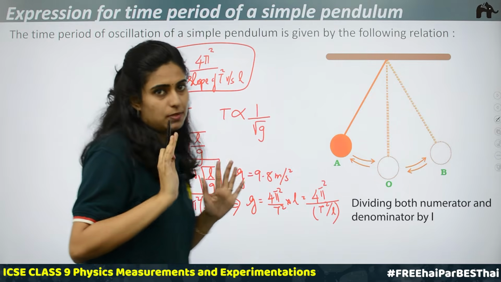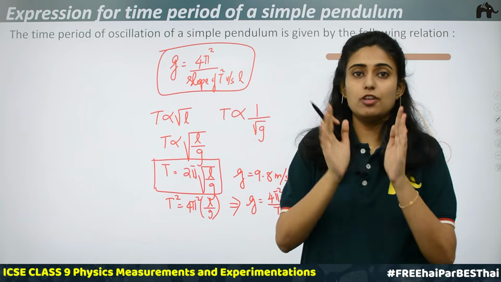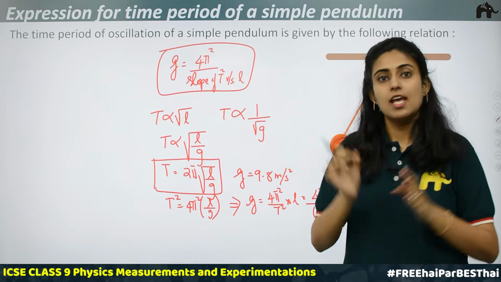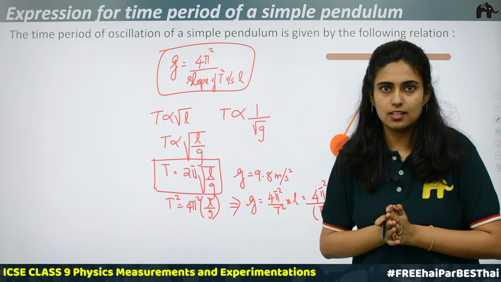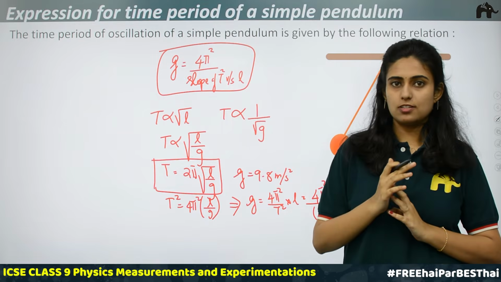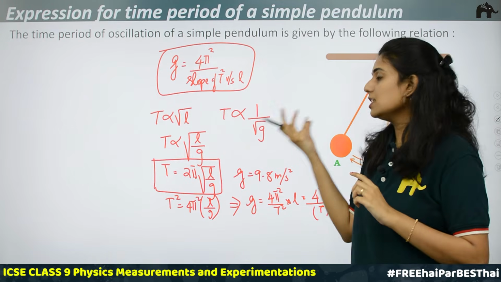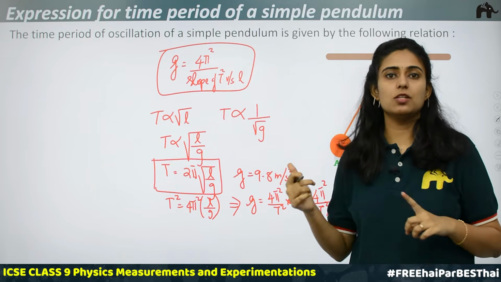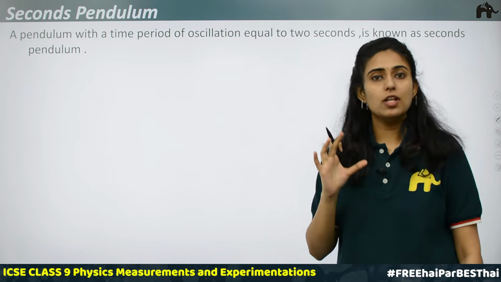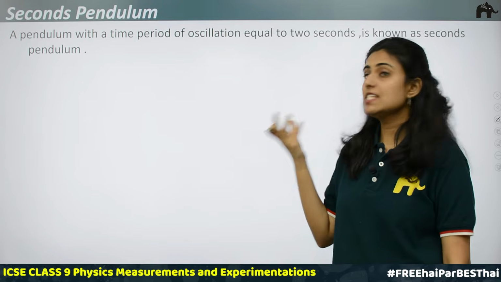So, at a fixed place, if you are having a clock at a position, there the g value is not going to change. Yes, g value will be a constant and the length of the pendulum will also be a constant. So, there you can use these pendulums to measure the time, and this is the reason why pendulums are used to measure time. Normally, the pendulum clock that we are using will have a seconds pendulum.